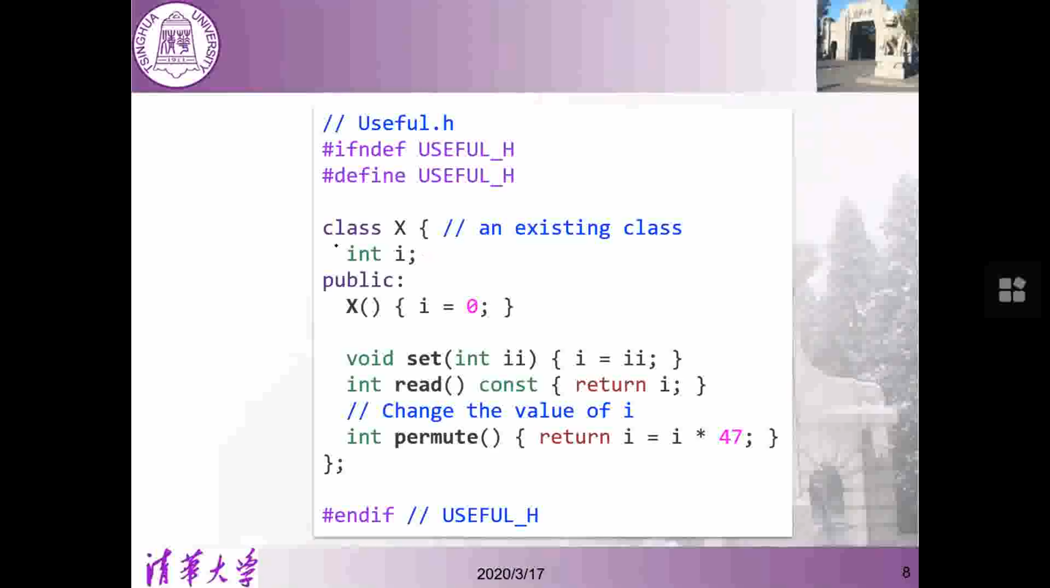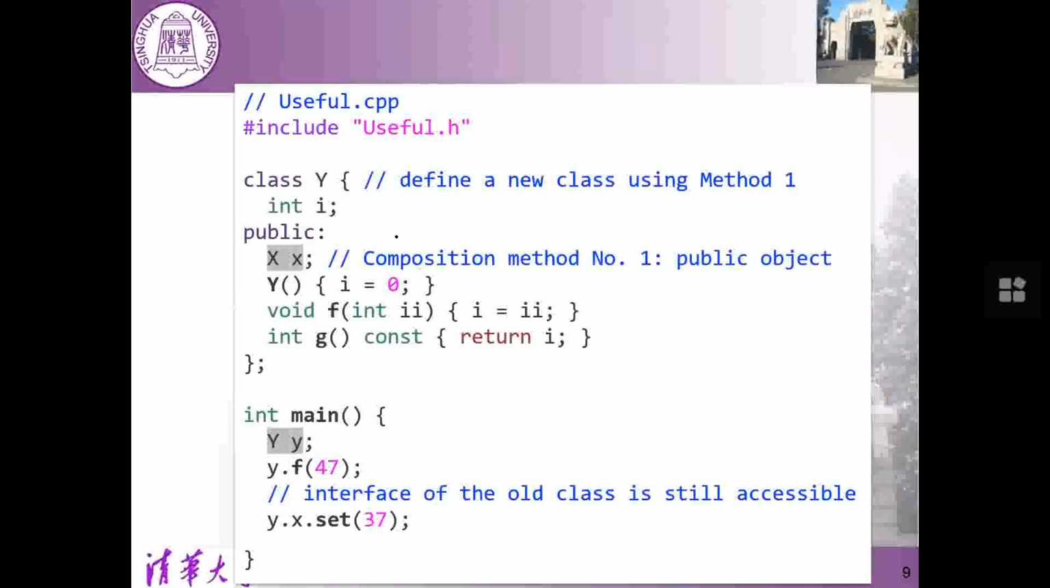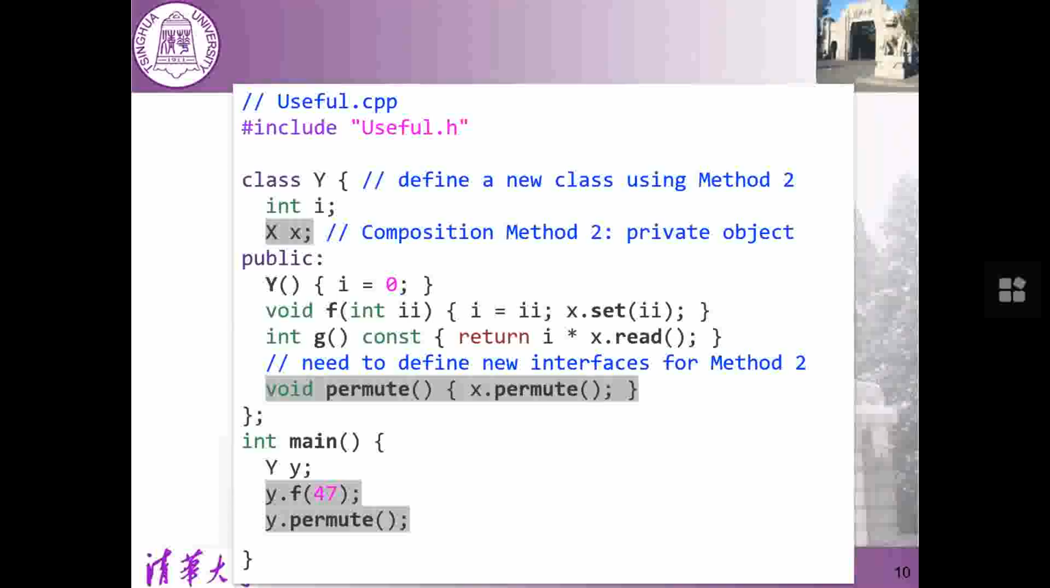We have a class X, with a constructor, the member functions set, rate, and permute. And then we define class Y, the new class, reusing the old class as a public member object. So in this way, it is public composition, right? Then we can define a new object. Because the member object is public, we can directly access this member, and we can directly access the member's interface, set. So this is public composition.